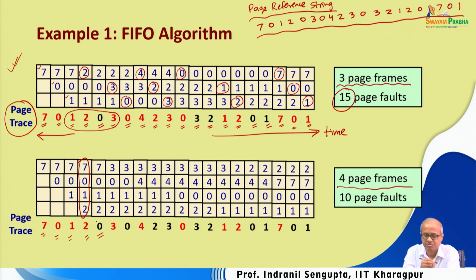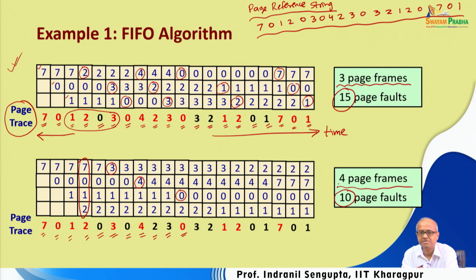Next reference is 0, and 0 is already there. 3 is not there and memory is full, so you will have to find the oldest page. 7 was the oldest page, so replace 7 by 3. Then again 0, which is already there. 4 is not there, so replace the oldest page, 0, and bring in 4. 2 is already there, 3 is already there. For 0, replace 1 and bring in 0. You continue like this, and you see that for this example, you get only 10 page faults.